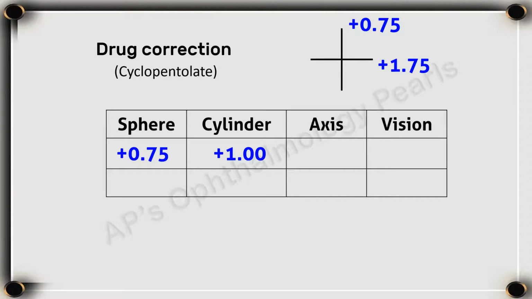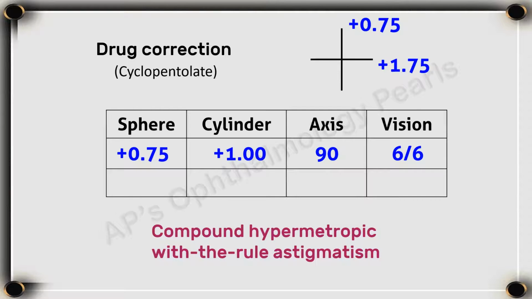What about the axis? We want this plus 1 diopter power to be in the horizontal meridian. Since in cylindrical lenses the power is perpendicular to its axis, we write axis 90 so that the effective power is at 180. The vision with this power is written next, and lastly the diagnosis is written. In this case, the diagnosis is a compound hypermetropic with the rule astigmatism.